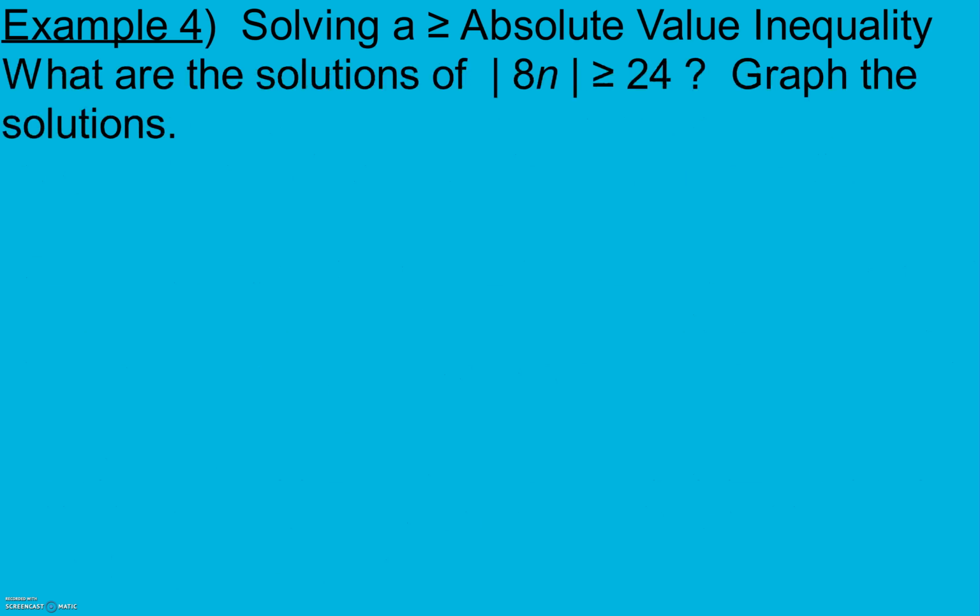Example 4 here is solving a greater than or equal to absolute value inequality. What are the solutions of the absolute value of 8n is greater than or equal to 24? Then graph the solutions. So we solve these very similarly to how we solved the equations. Once our absolute value is completely by itself, meaning the only thing on the left side or the right side, we take whatever's inside, the 8n, with our value exactly as it's written, and we take whatever's inside with the opposite. And we know that whenever we change the sign on an inequality, guys, we also have to flip there.